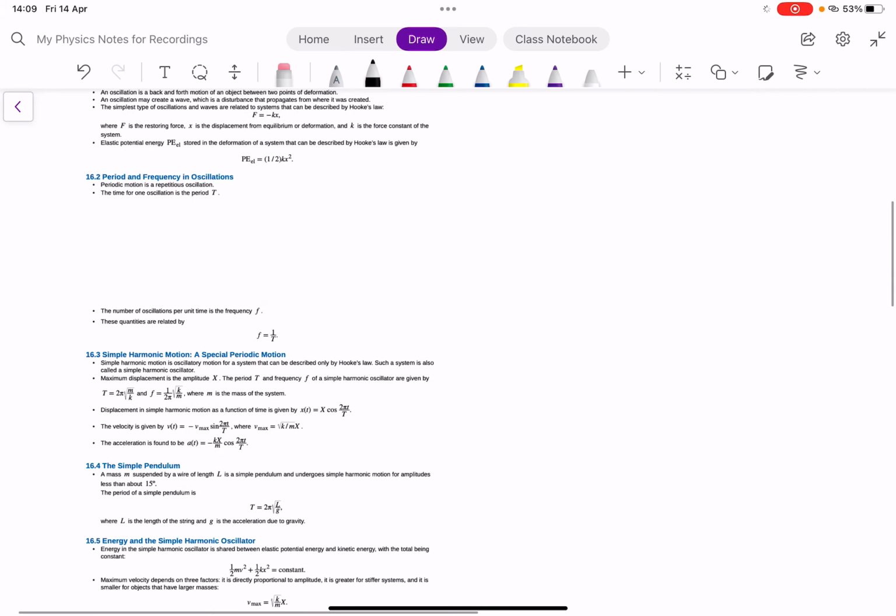Okay, so then we get into a little bit of the basics. So period, frequency, just learning the terminology. Make sure that you go through that and you're quite happy. It's not complicated, but you can't skip it. You need to be able to use the right words for things.